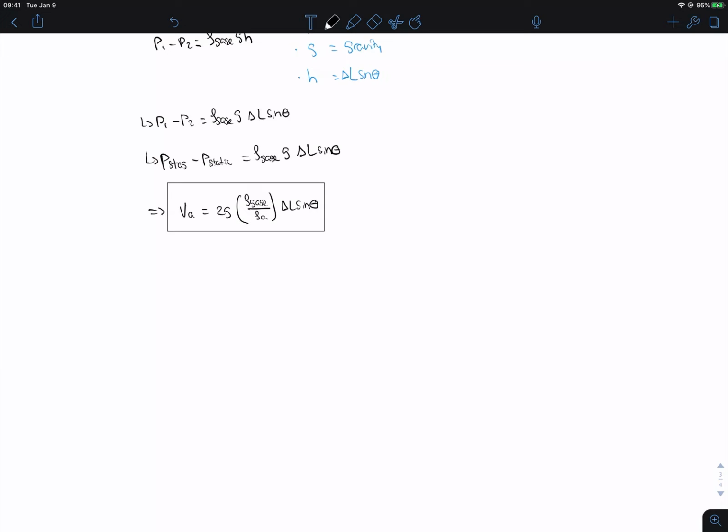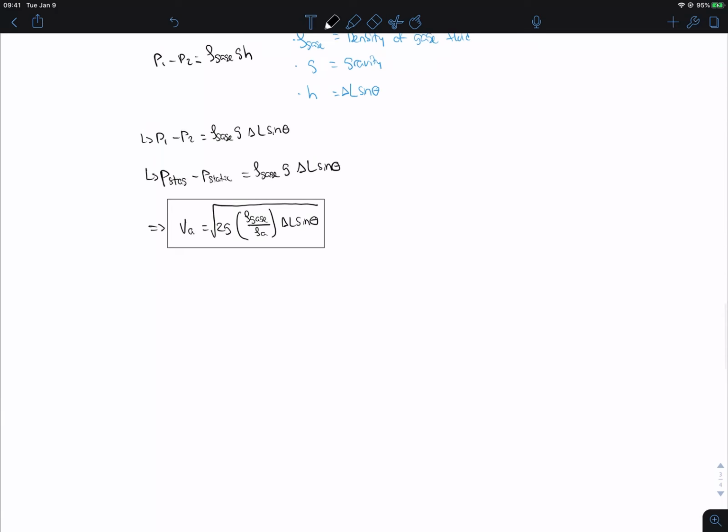Okay, so there we go, got that box now. So we have the airspeed is equal to, this should be the square root of 2 times the gravity multiplied by the density of the gauge fluid over the density of air times delta L sine of theta. So now we can find our local airspeed, and then we can go ahead and find the coefficient of drag and coefficient of lift.